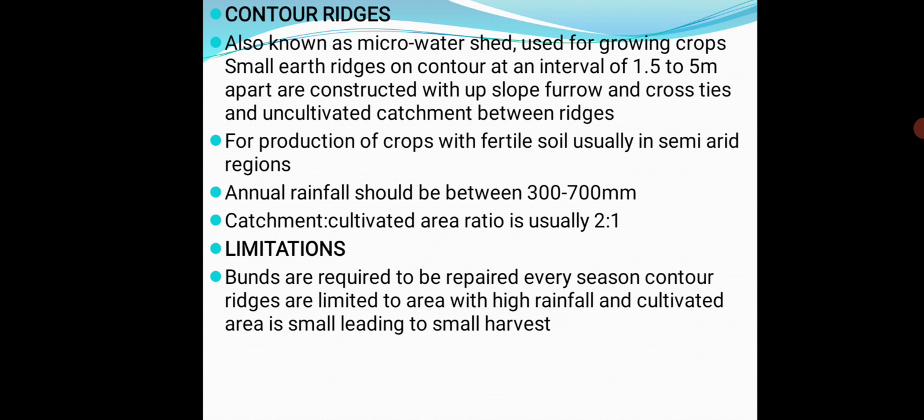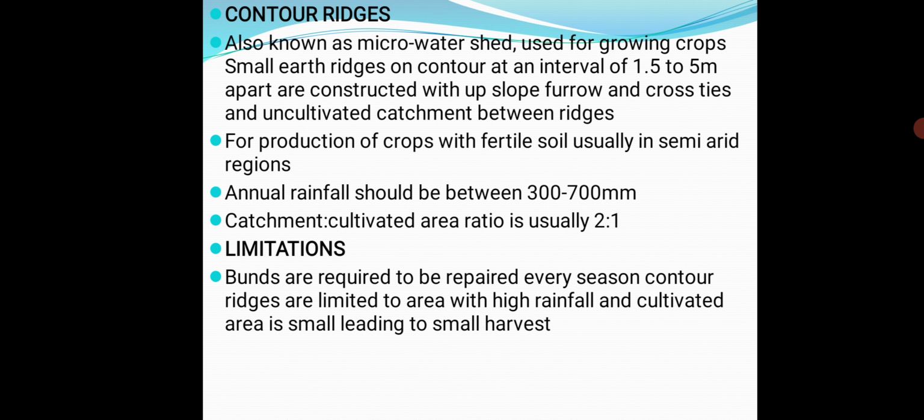Next one, contour ridges, also known as micro watershed, used for growing crops. Small earth ridges on contour at an interval of 1.5 to 5 meter apart are constructed with upslope furrow and cross ties and uncultivated catchment between ridges. Next, for protection of crops, on fertile soil usually in semi-arid regions. Annual rainfall between 300 to 700 mm.